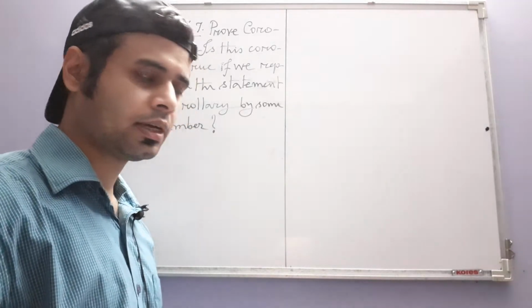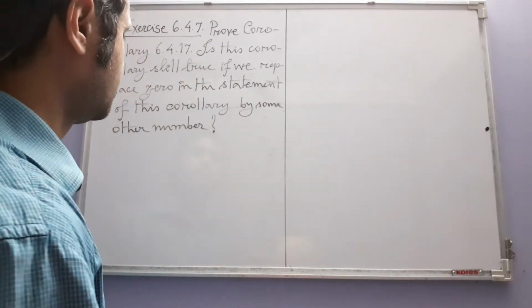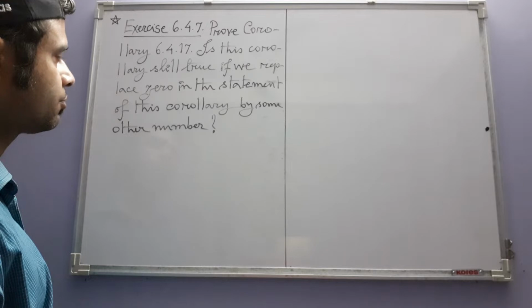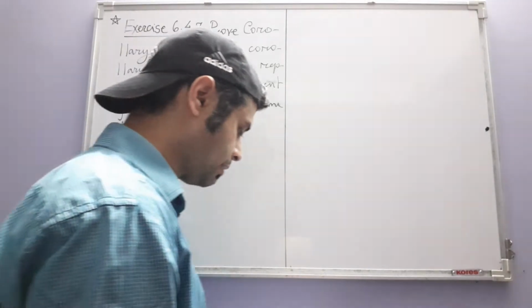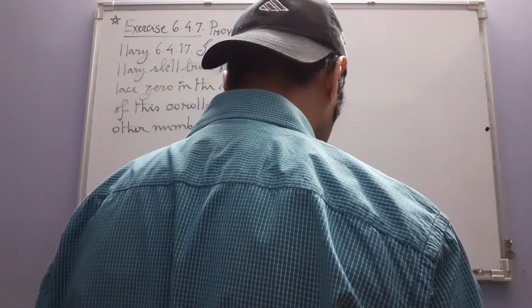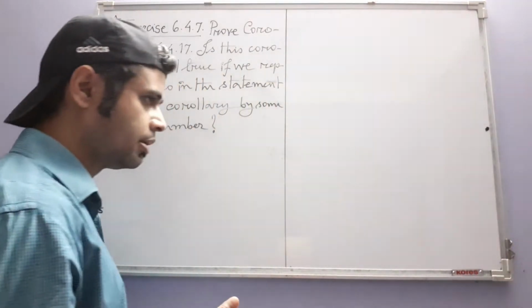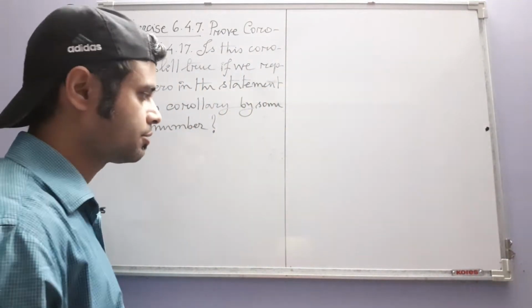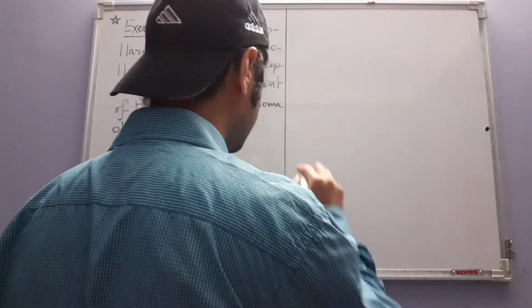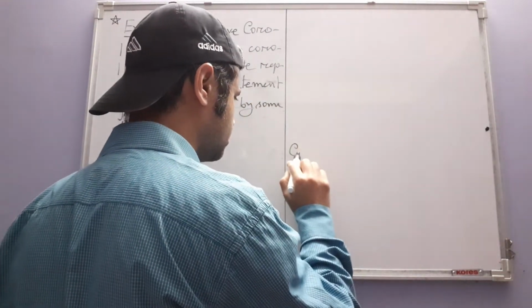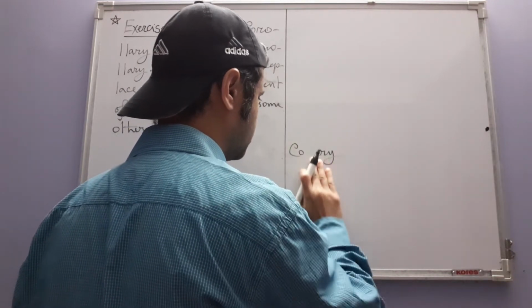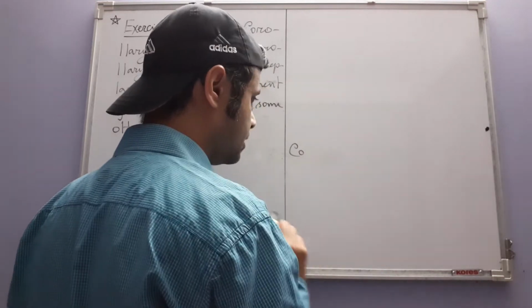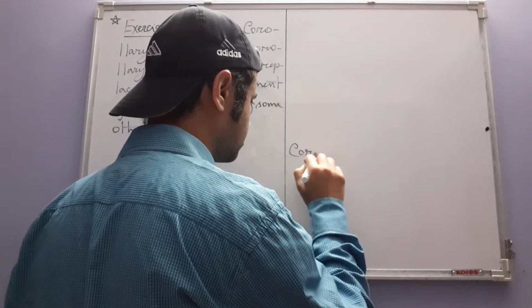Right, so we next continue with this exercise, and here we have to prove corollary 6 for 17, the 17th item in this section. So let's start by recalling the statement of this corollary. This corollary is nothing but that one which has the name 0 test for sequences.